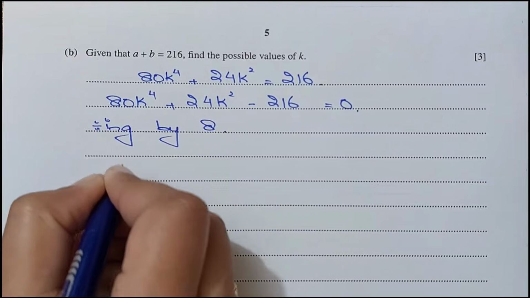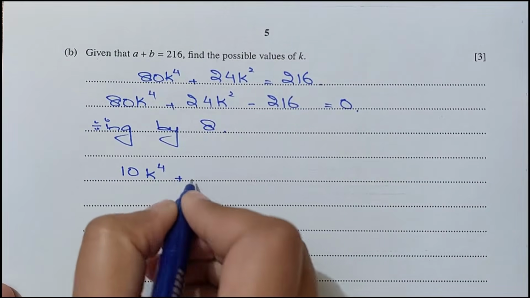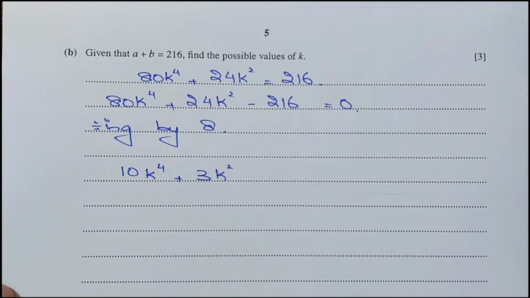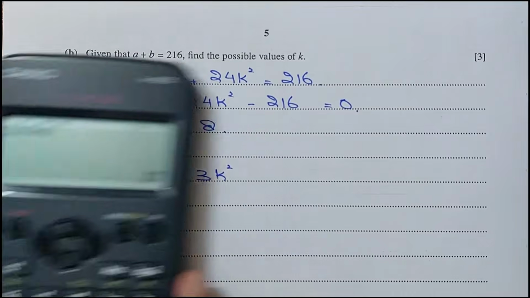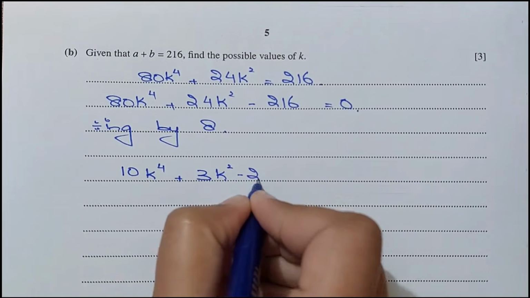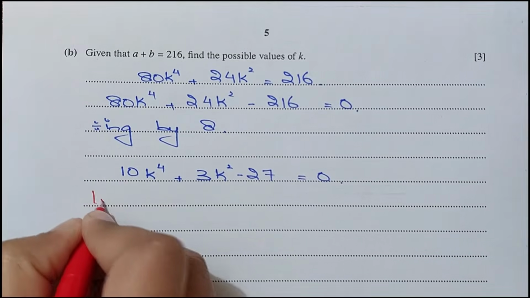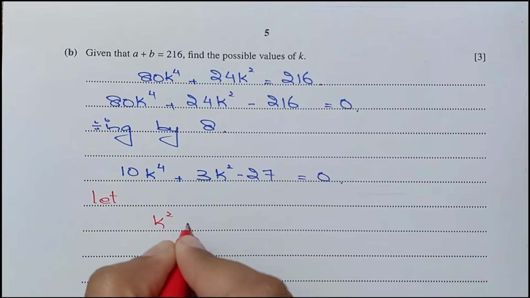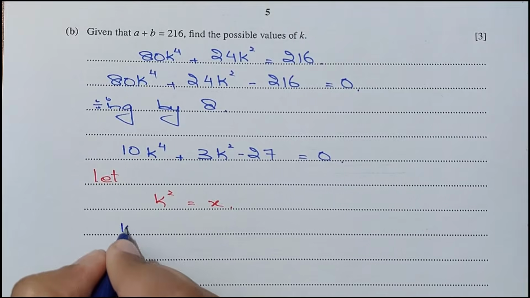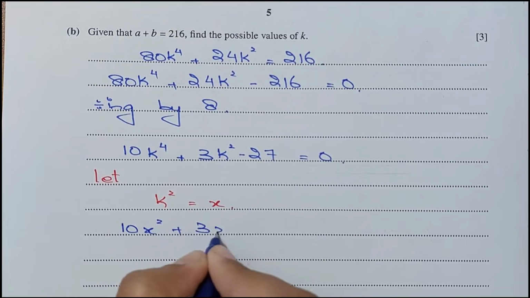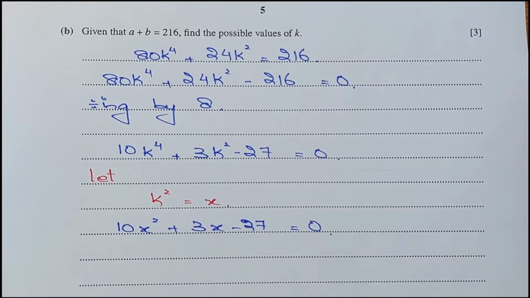Dividing by 8 to simplify it. 8 times 10 would be 80k^4. 8 times 3 is 24. Okay, what is 216 divided by 8? This is 27. Minus 27 equals 0. Okay, now let me use a substitution. Let k squared be equal to x, right? So we have another equation, 10x squared plus 3x minus 27 equals 0, right?